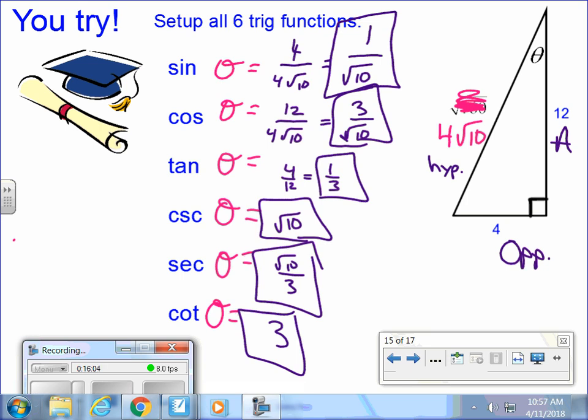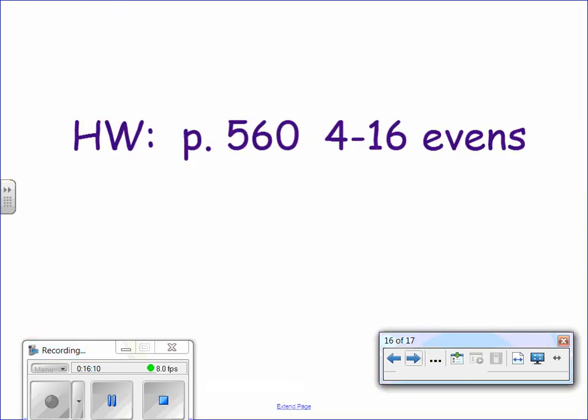Very scholarly. All right, I'll go ahead and show you the homework then. It's 4 to 16 evens.